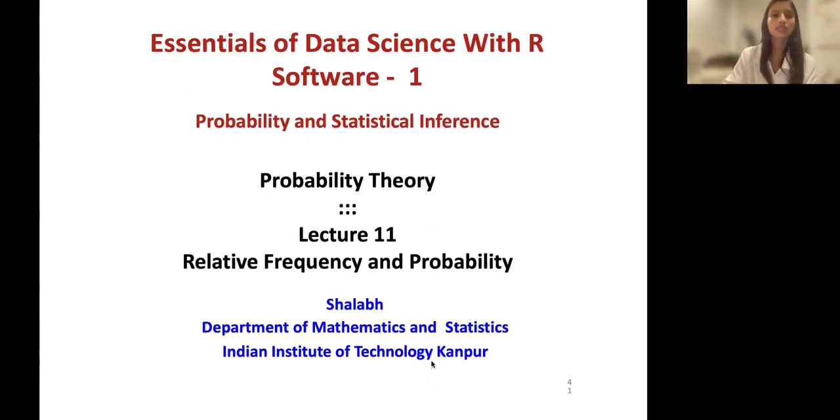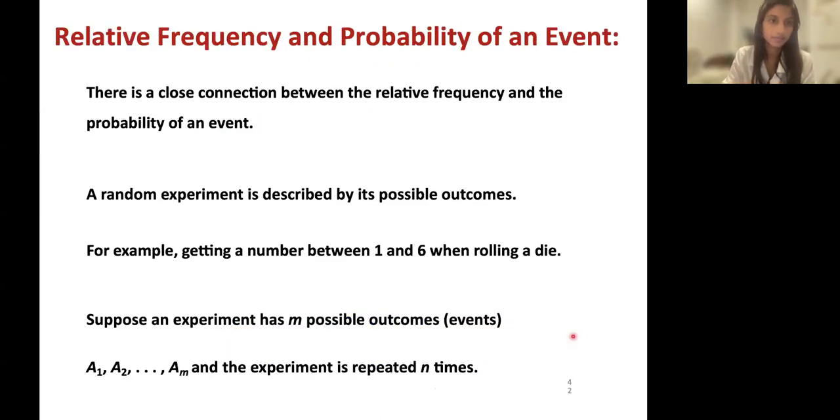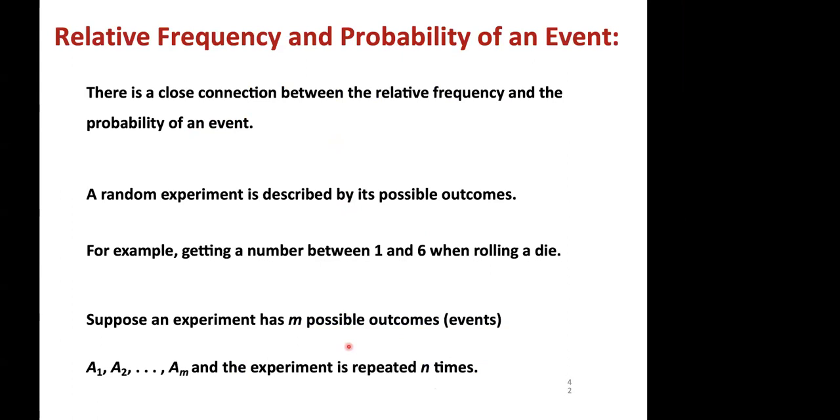Now let's move on to relative frequency and probability. There is a relationship between relative frequency and probability as well. Let's see how it is explained and derived. Like I said, there's a close connection between relative frequency and the probability of an event. A random experiment is described by the possible outcomes, for example, getting a number between 1 and 6 when you roll a die. Suppose an experiment has m possible events, when the experiment is repeated n number of times.